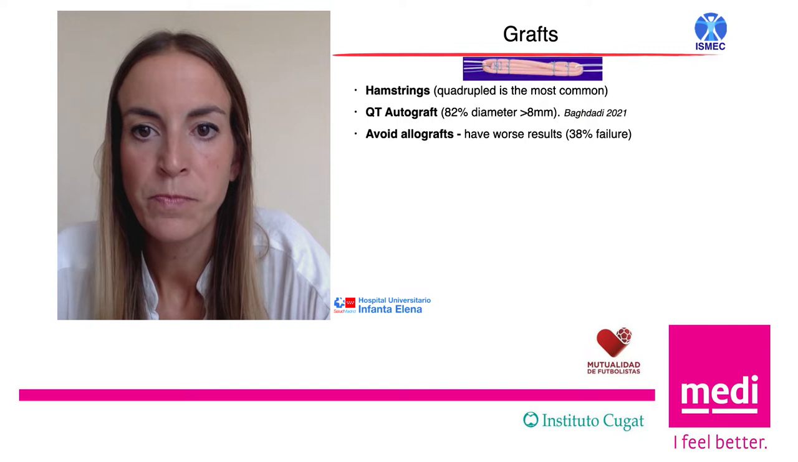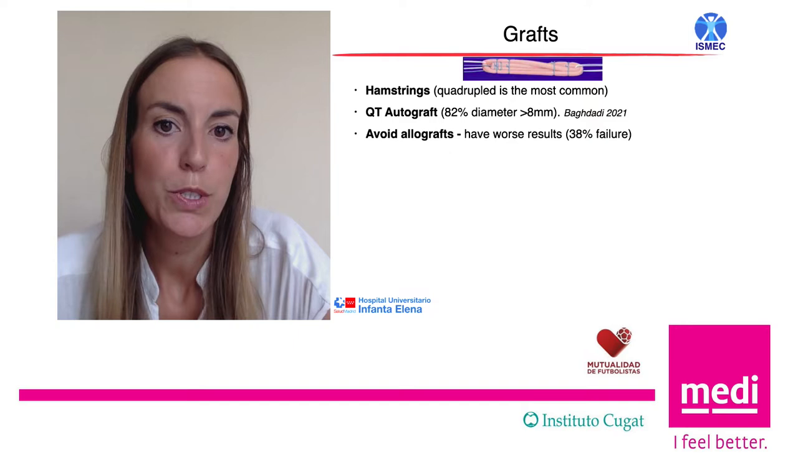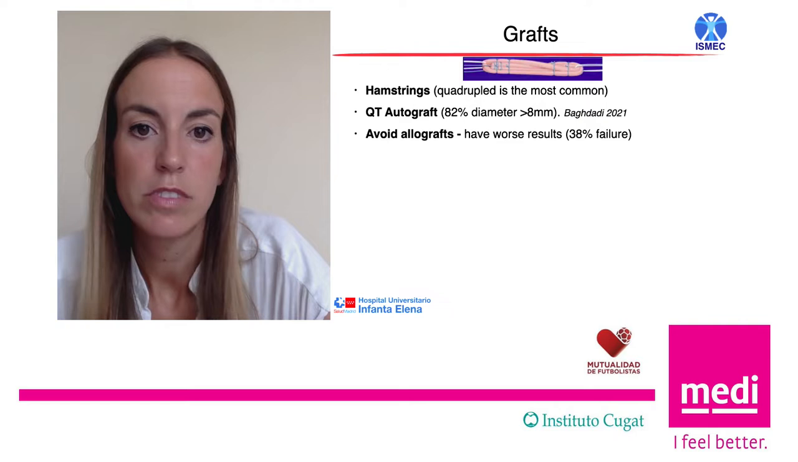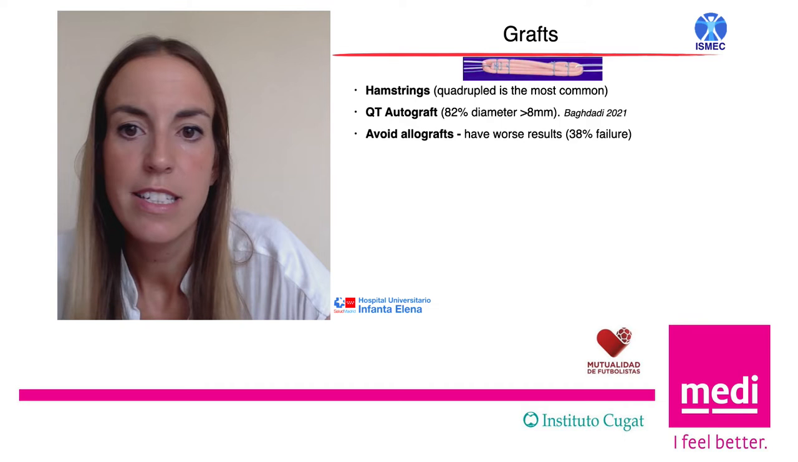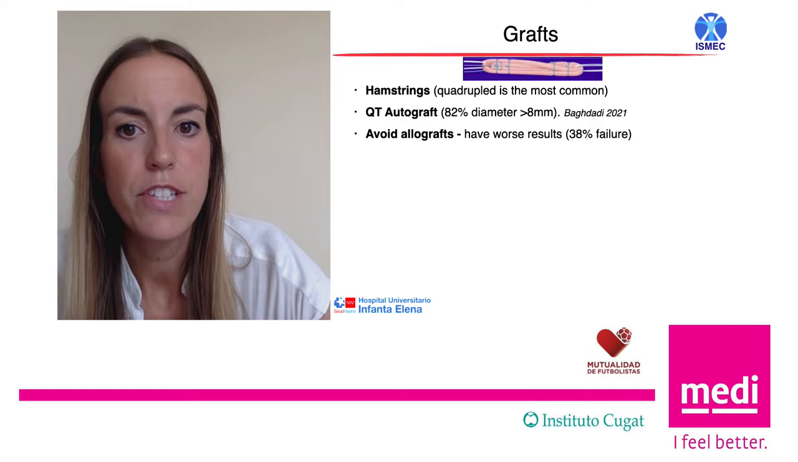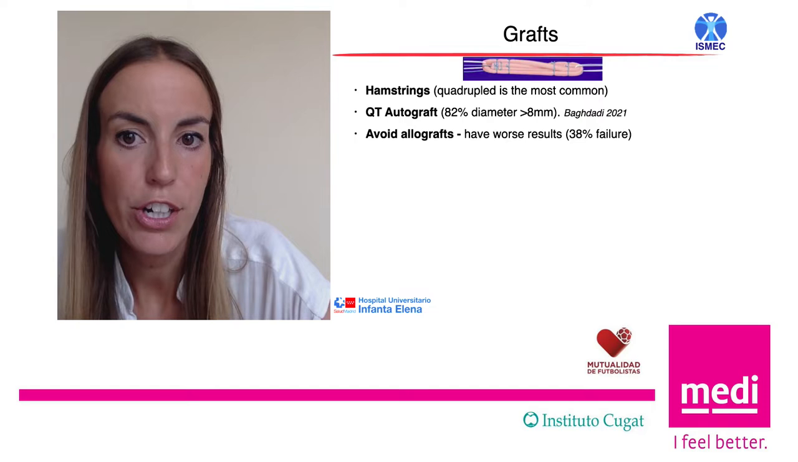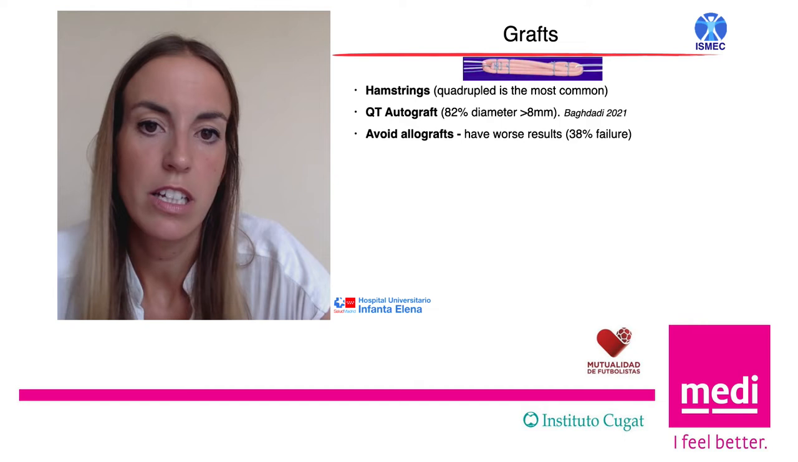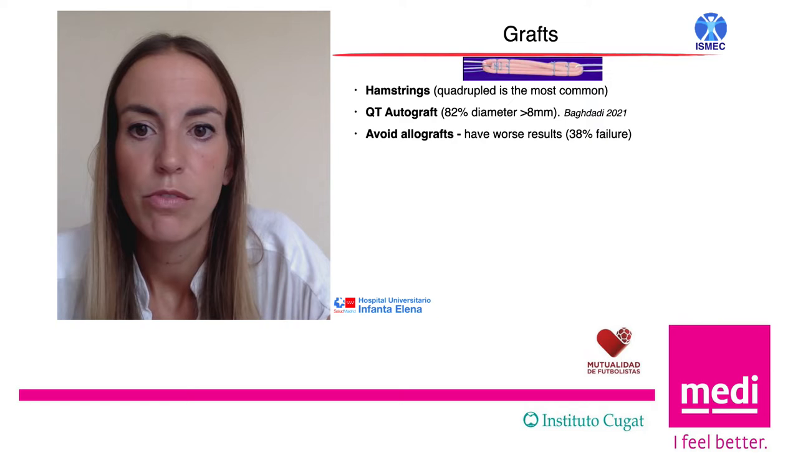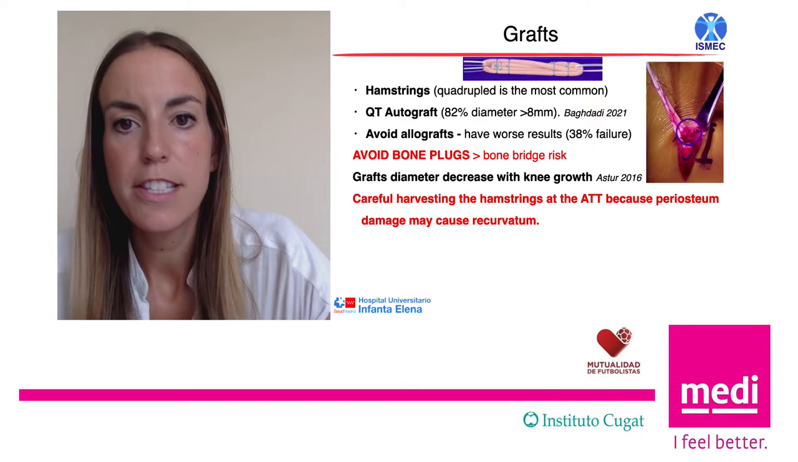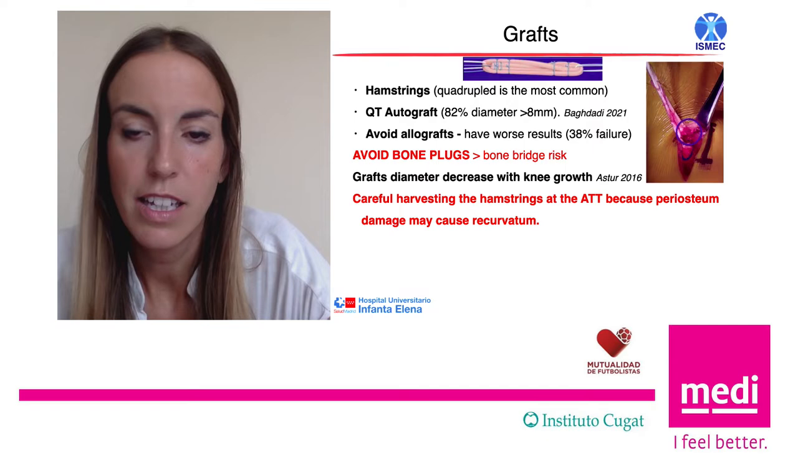What kind of grafts should we use? The most used one are hamstrings, using a quadrupled graft, as Pedro Alvarez said before. But nowadays there are studies that show really good results with quad tendon, that they've seen that 82% of these grafts have a diameter greater than 8 millimeters, which is a really good width. So it's also a good option. We have to try to avoid allografts, which have some really bad results and 38% of failure. It's important to avoid bone plugs. We cannot use BTB in this kind of patients because there's a higher risk of bone breach.